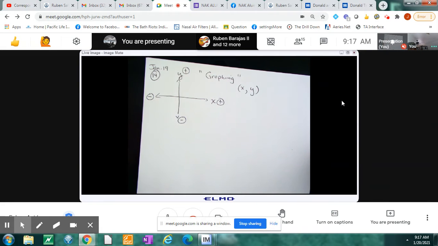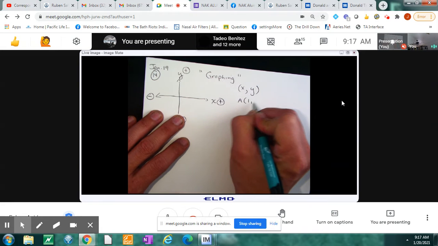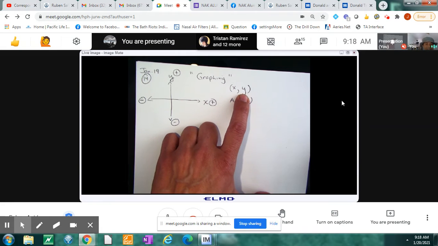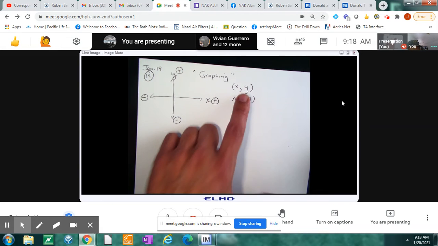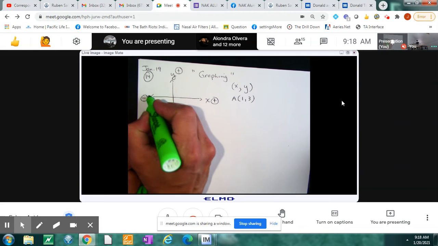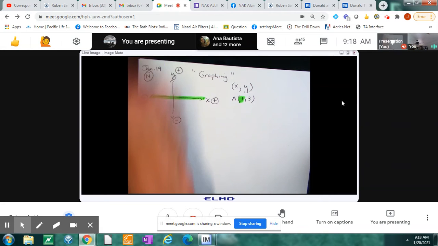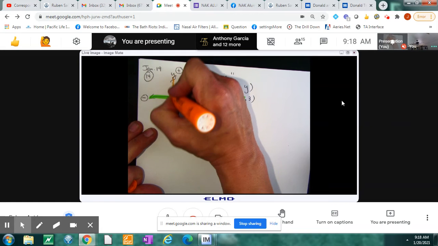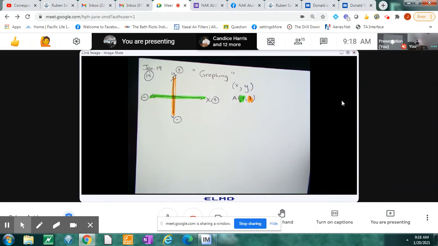So, for example, the first one, let's say A is (1, 3). How do you remember this? Well, alphabet: X, Y. A, B, C, D, ... W, X, and Y. That's a good way to remember it. The X is always right there, that's your green. And then your Y is going up and down, and that's your Y. Some of you might still have difficulty, but this is just a review.